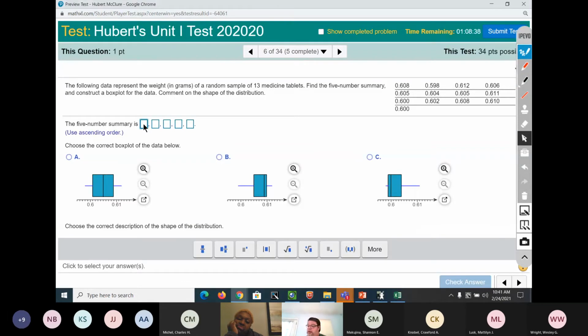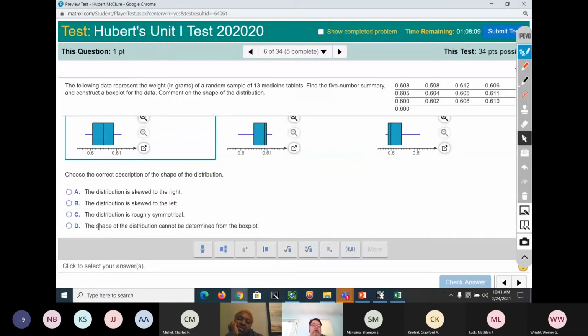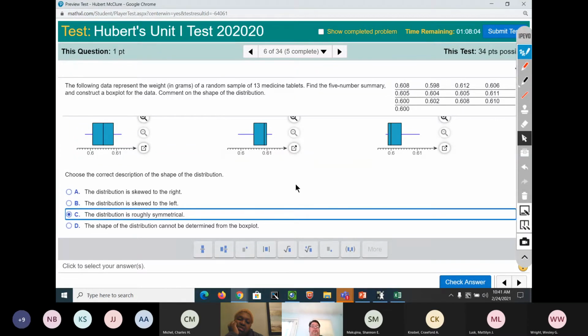5-number summary is 0.598, tab, 0.601, tab, 0.605, tab, 0.609, tab, and 0.612, tab. Which one, the center, looks symmetrical? Well, that's not symmetrical, because, yes, alpha. Make sure there's not a D anywhere. There's not. And it is roughly symmetrical, and that's Charlie. So alpha and Charlie.